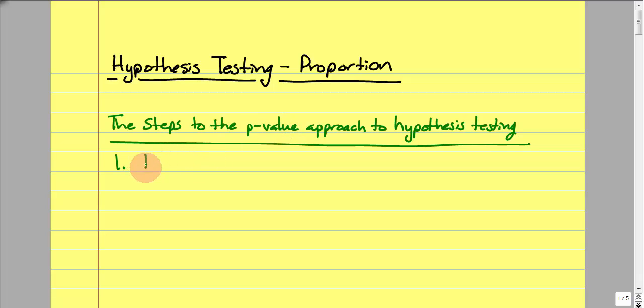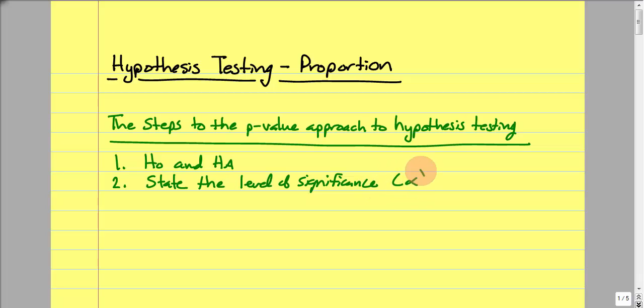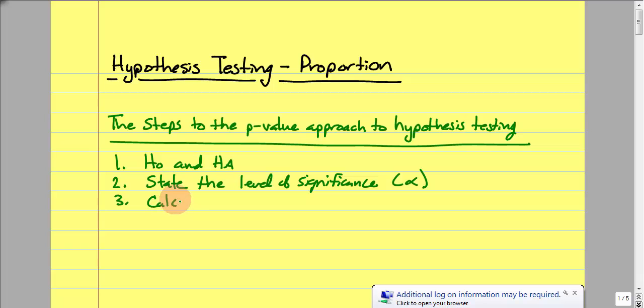The first step is to state H0 and HA. And of course, H1 is the same as HA. The second is to state the level of significance. Now, the level of significance is also given as my alpha value. And remember, it's the probability of a type 1 error. Step 3 is I will calculate the test statistic.